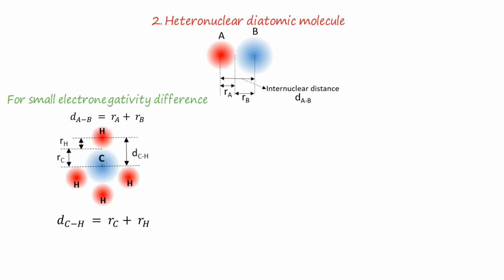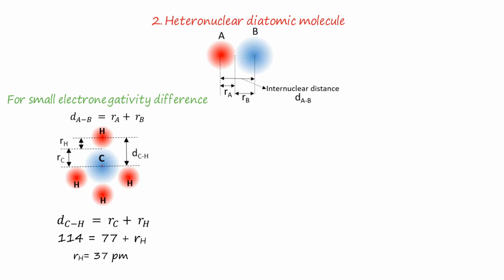If we want to calculate the atomic radius of hydrogen, RH, when we know the internuclear distance between carbon and hydrogen, DHC, and the covalent radius of carbon, RC, then using the formula DHC is equal to RH plus RC, and by placing values, we obtain the radius of hydrogen as 37 picometer.